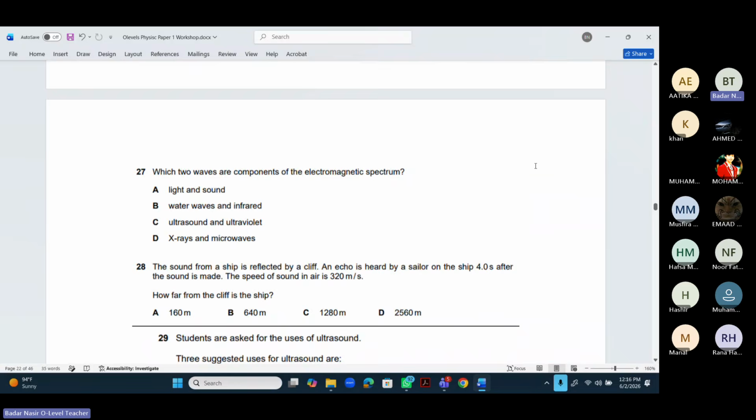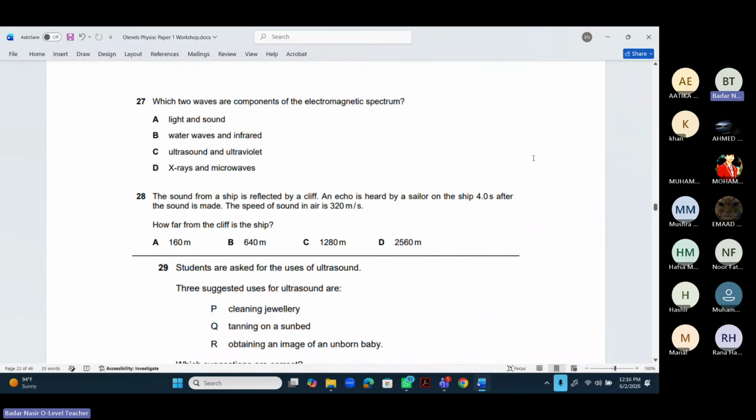Now moving on to the next question. 27th: Which two waves are components of the electromagnetic spectrum? Options: gamma, X, UV, visible, infrared, microwaves, radio. Light and sound: light is, sound is not. Water wave is not part of that. Ultrasound and ultraviolet, no.